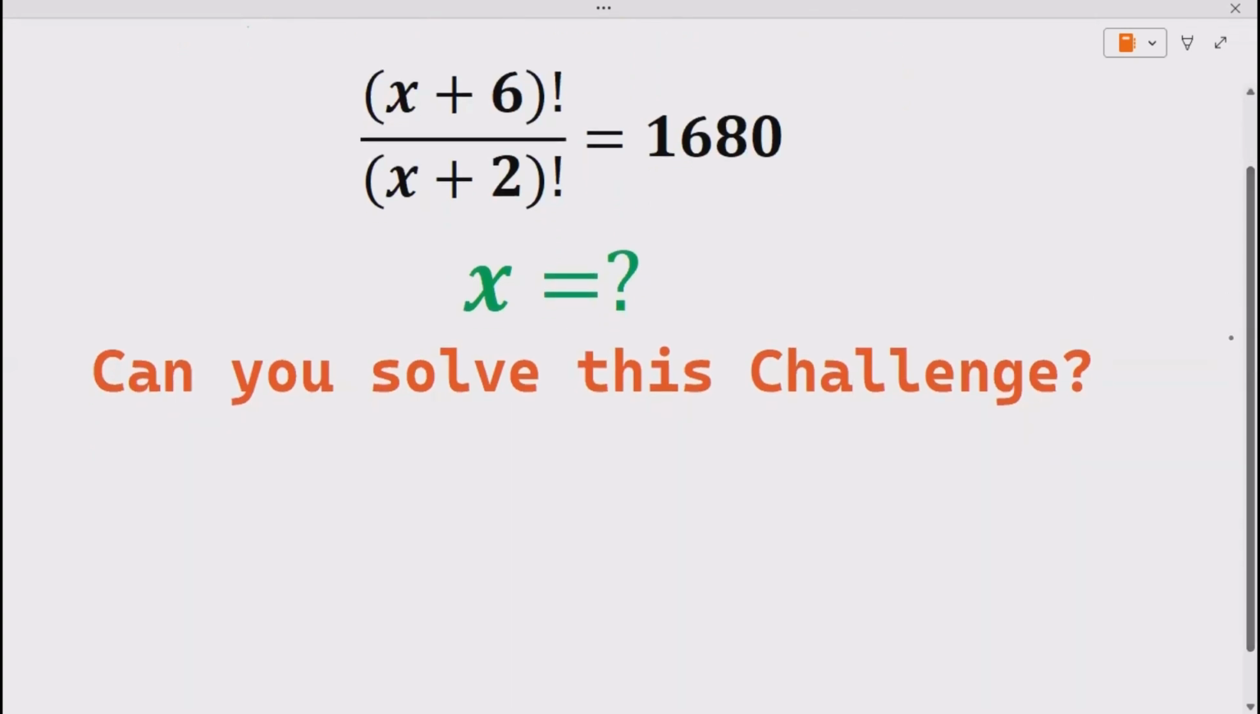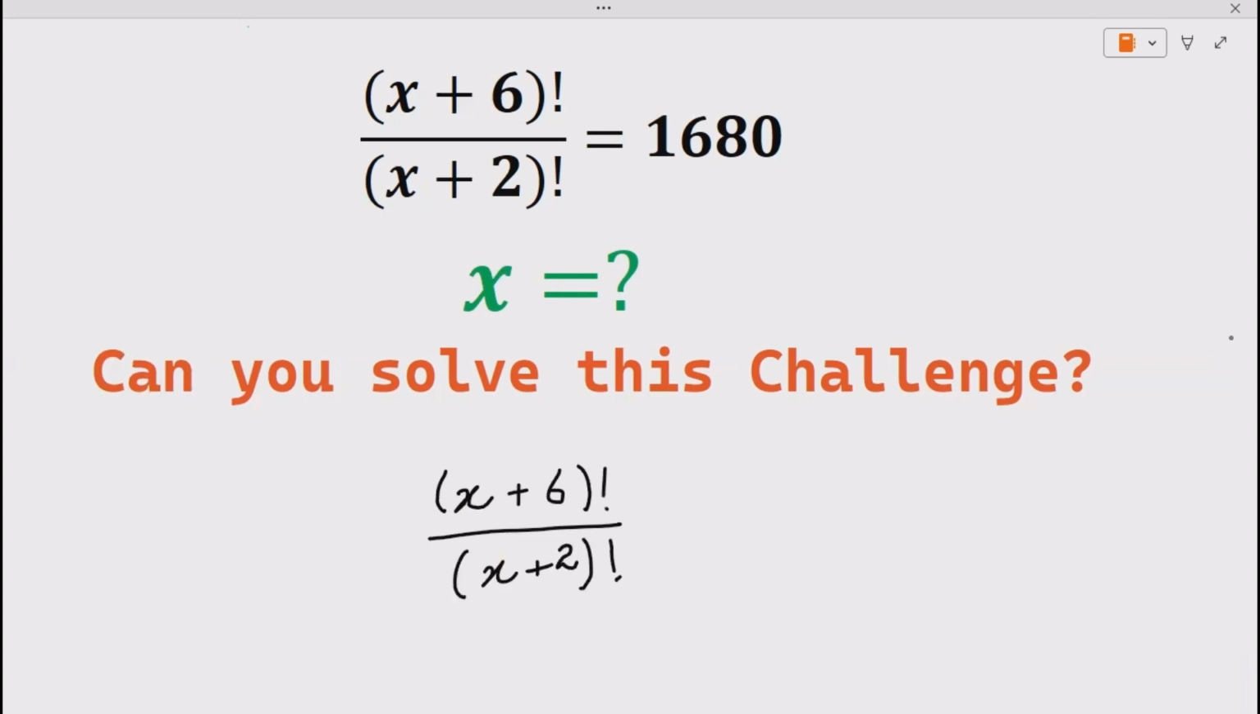Okay, so let's start the solution of this equation. The equation we are given, in which we have to find the value of x, is (x + 6)! divided by (x + 2)! equals 1680. So first, let's quickly recap what a factorial is.